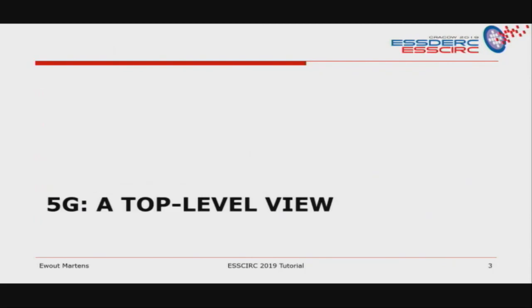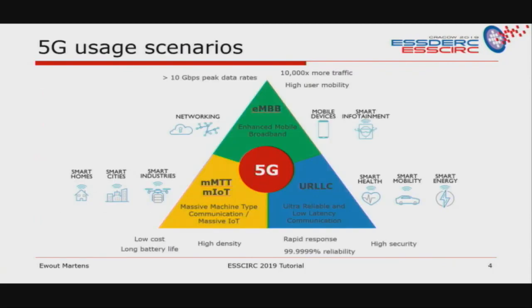So first of all, a top-level view of a 5G system. As previous speakers already have said, there are three main user scenarios defined in 5G. The first one is enhanced mobile broadband, mainly focusing on higher data rates, for example cell phones, also enabling smart infotainment systems, etc. Just to generate in general more traffic.